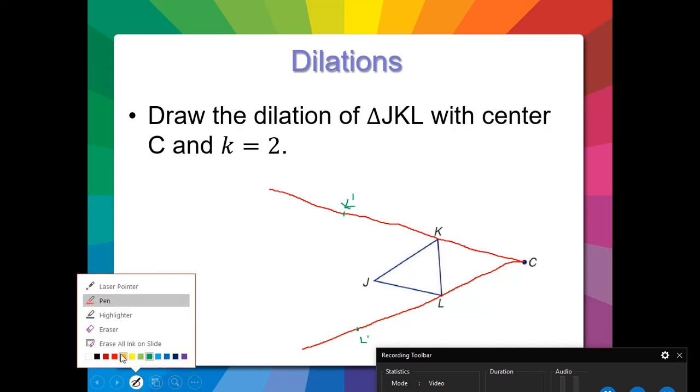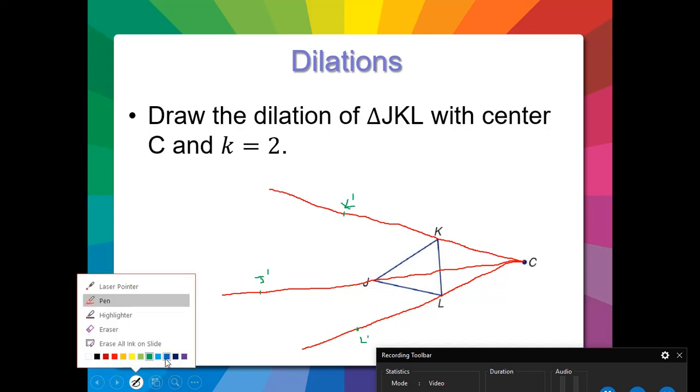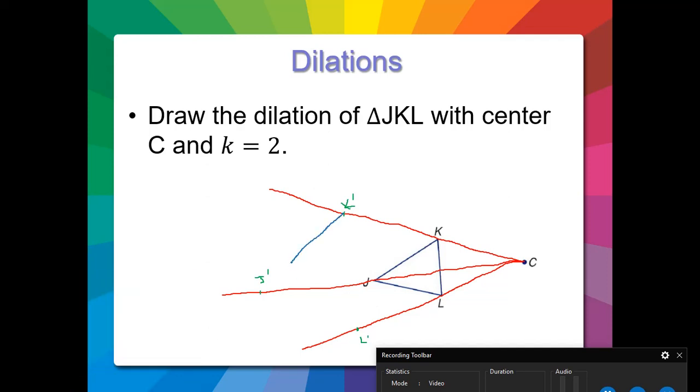And now I'll do that with the last point. Let me draw a line from C through J. Oh, this is terrible. And again, I'll approximate where the distance is. We want to be twice as far. So the distance from C to J, and then going that same distance out. I'm going to approximate it here. This is J prime. Now we can connect the points, and we should have a figure that is twice as big. The orientation is preserved because the scale factor is positive. So we've made a figure twice as large.